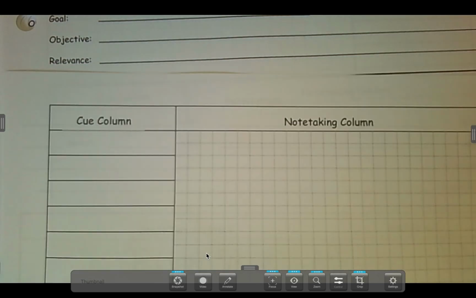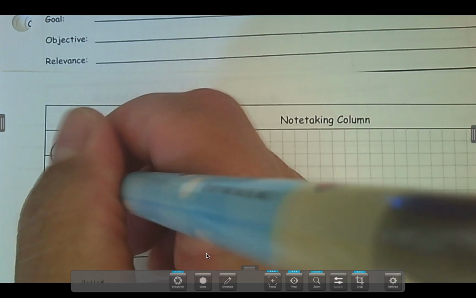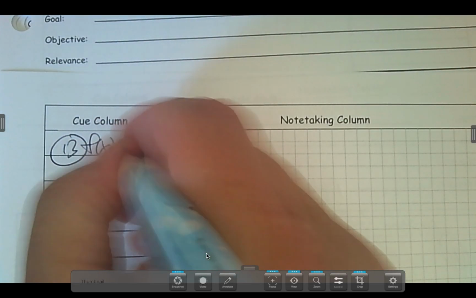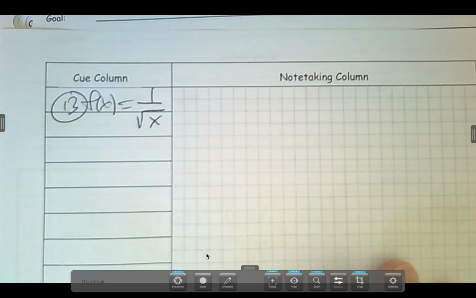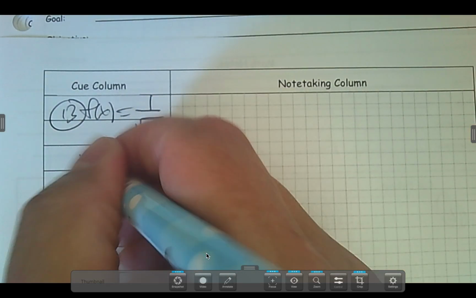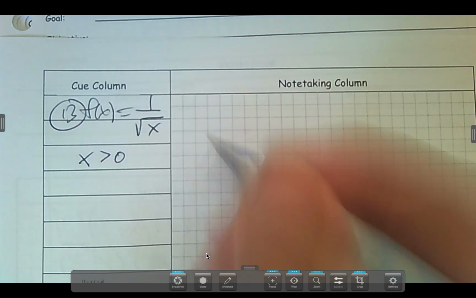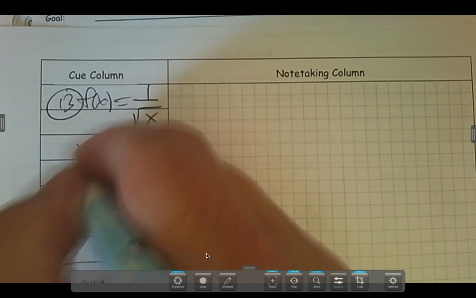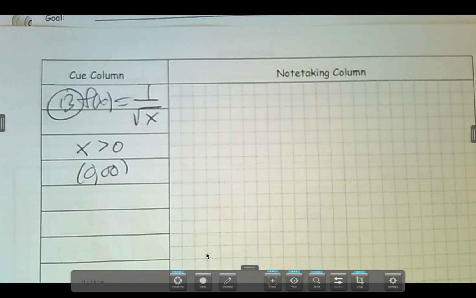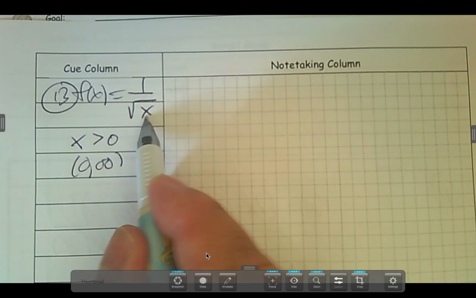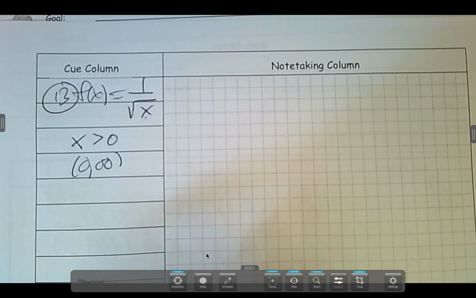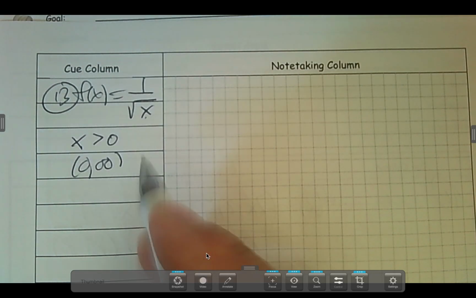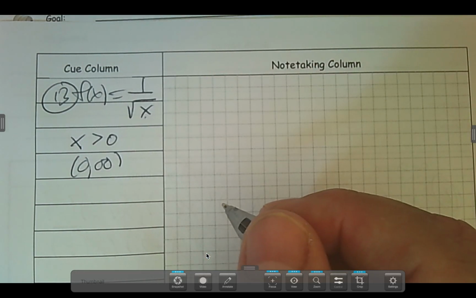Two more to graph. This one seems harmless, but we'll see if it is. Just 1 over root x. So I can tell you that the domain is all numbers greater than 0, or from 0 to infinity. Because if I plug in 0 or anything less than 0, it's going to have a negative response. So it's going to act like an asymptote at 0.